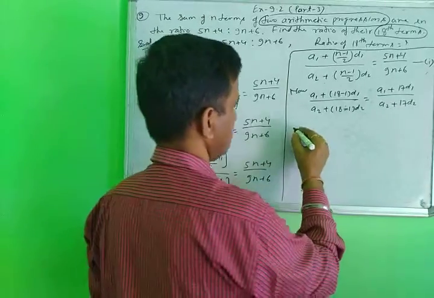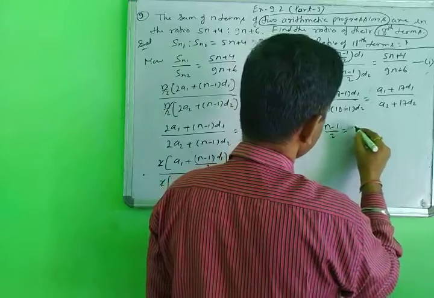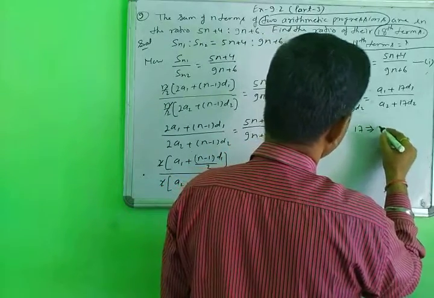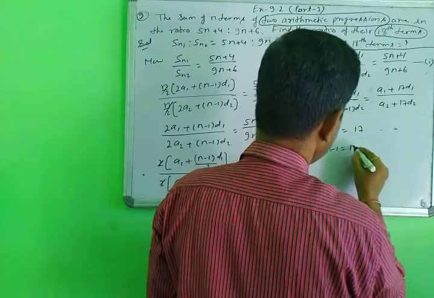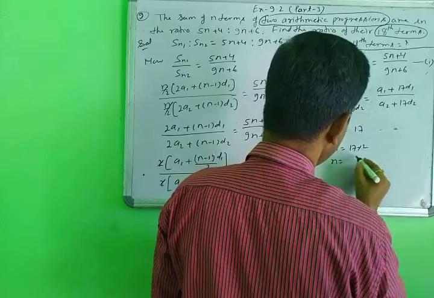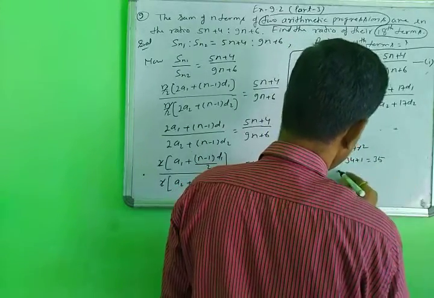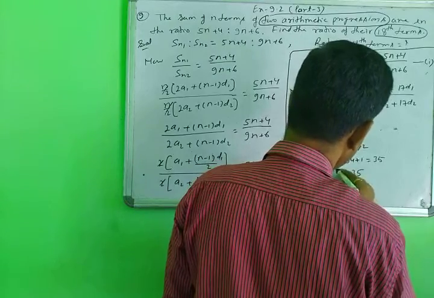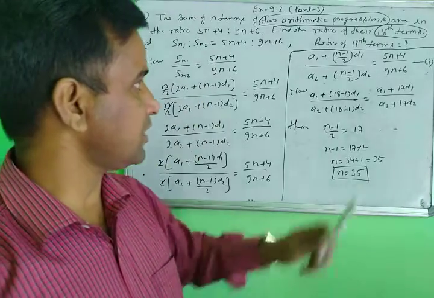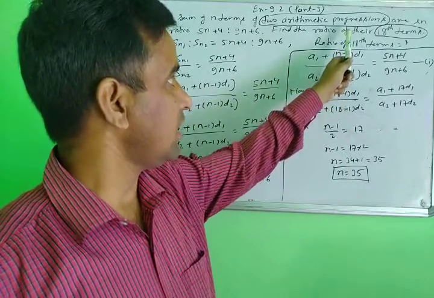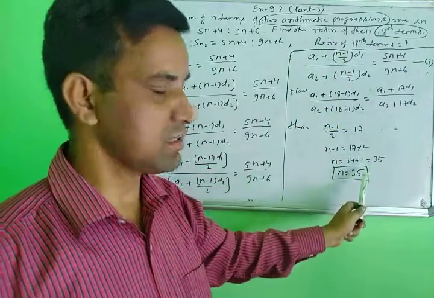It means then (n minus 1) upon 2 equals 17. So n minus 1 equals 17 into 2, so n equals 34 plus 1, equal to 35. So the value of n is 35. This is the value of n you put in to get the 18th term. You will put the value of n as 35.